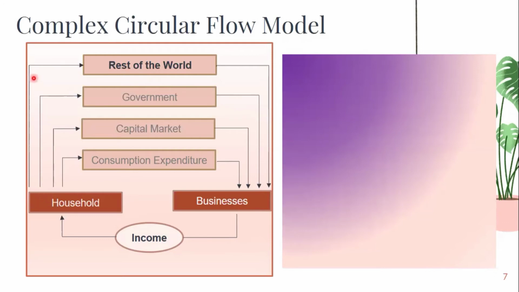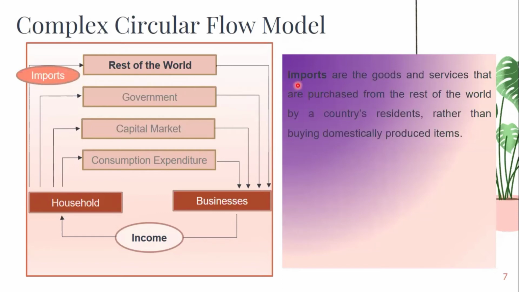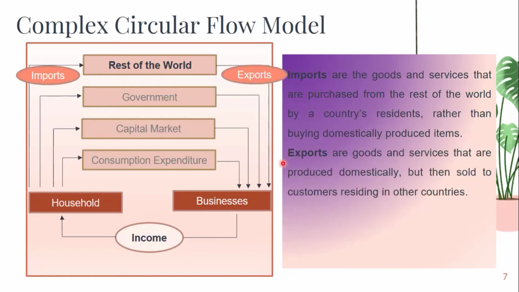Households also spend some of their income on imported goods and services. So imports are the goods and services that are purchased from the rest of the world by a country's residents rather than buying domestically produced items. Say for instance, if we import cars from Japan, a portion of our income goes out of our economy since we have to pay for these imported products out of our own income. On the other hand, some of our output is sold to overseas customers. Hence, exports are goods and services that are produced domestically but sold to customers residing in other countries.